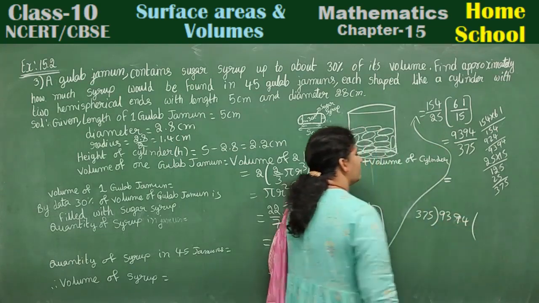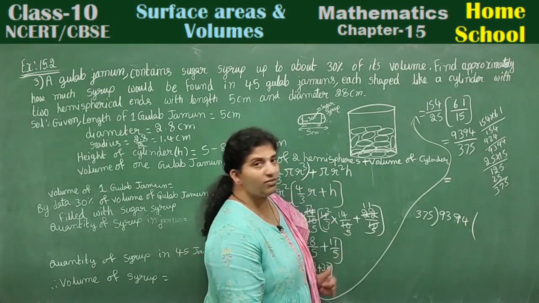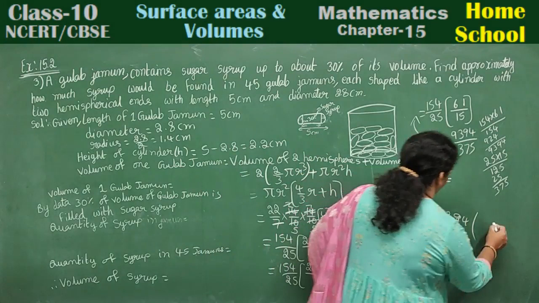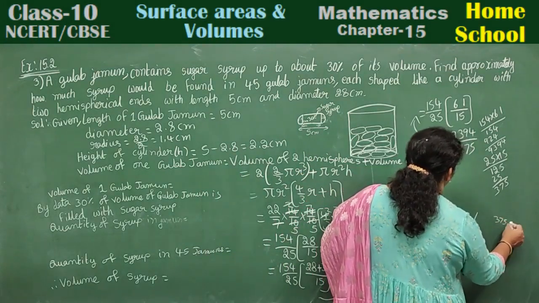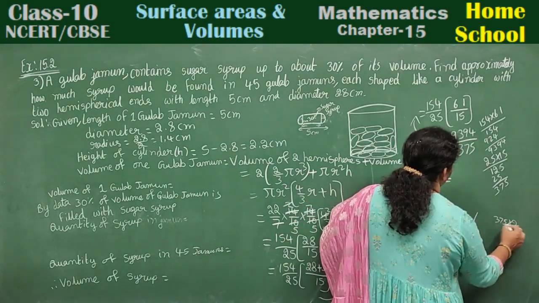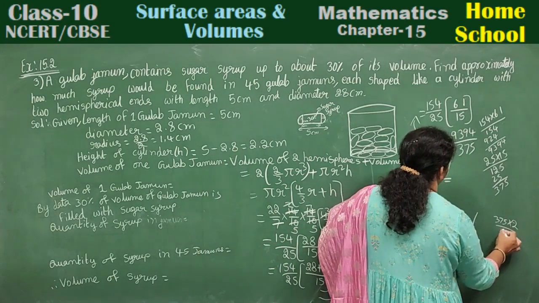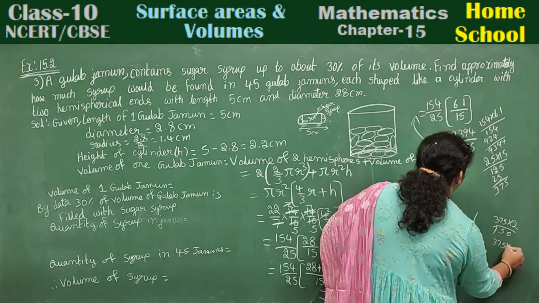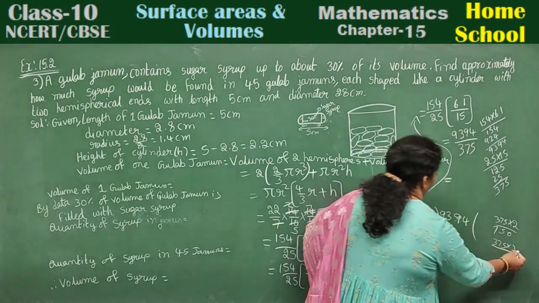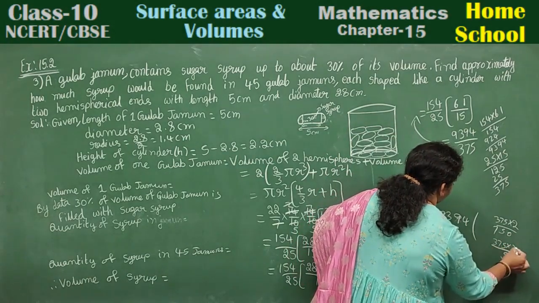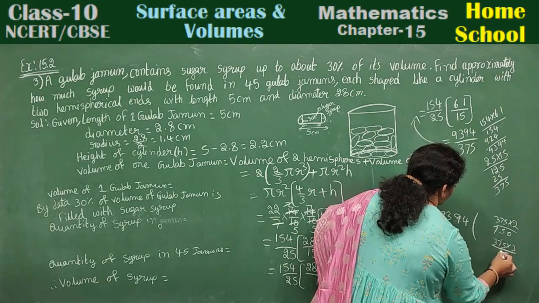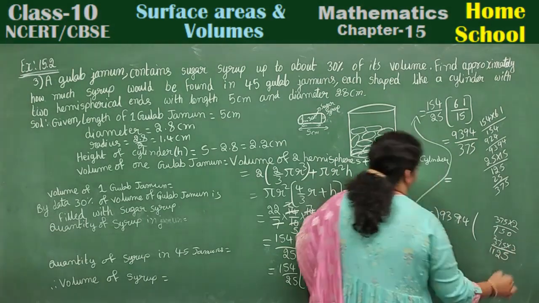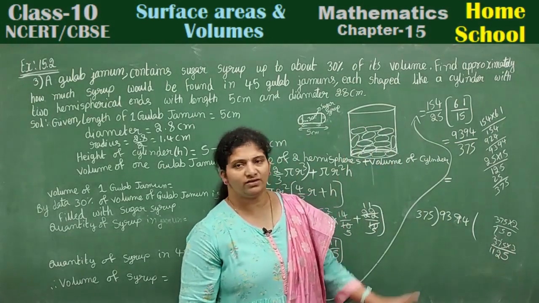9394 you need to divide by 375. The 375 table is not easy to remember, so just try to check it out. 375 1s are 375, 2s are 750. 375 3s are 3 5s 15, 7 3s are 21 plus 1 is 22, 3 3s are 9, 9 plus 2 is 11. So 1125 is more.